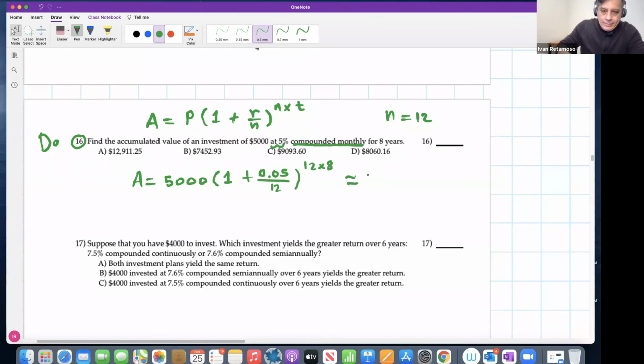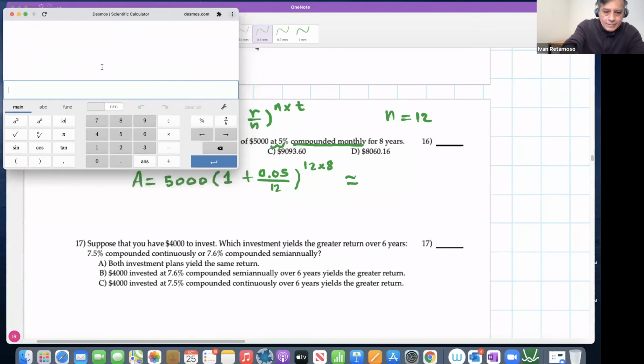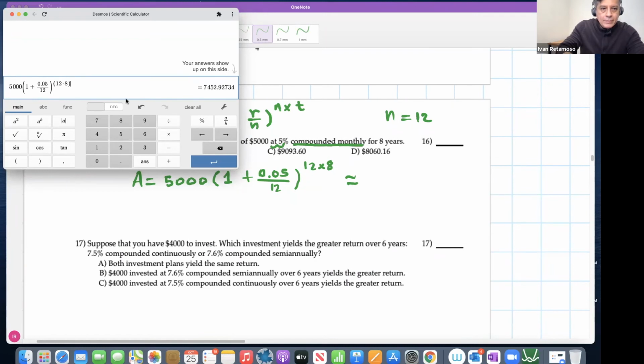Okay, so let's do it carefully. So we have 5,000 here, times, parentheses, 1 plus 0.05 over 12, close parentheses, raised to, I'm gonna open parentheses and type 12 times 8. 12 times 8, Professor, that's 96. Yeah, I know. But this is to play safe, right? Better safe than sorry.